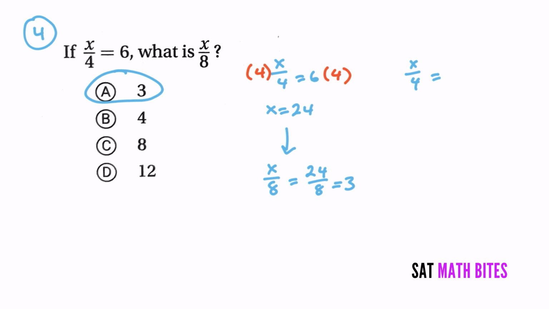Another way to do it is if we say x over 4 equals 6, we could multiply both sides by 1/2. And if you multiplied both sides by 1/2, you would get x over 8 equals 3, which is the same answer.